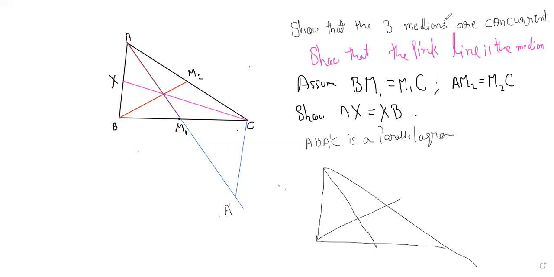Now draw a third line, the pink line, passing through the intersection point of the previous two medians. Let's call it X and show that this is also a median. That's what we're trying to do, concretely speaking. You draw two medians, BM2 and AM1, and you make a third line passing through the intersection, and show that that is also a median. Basically, we're trying to show that AX is equal to XB.